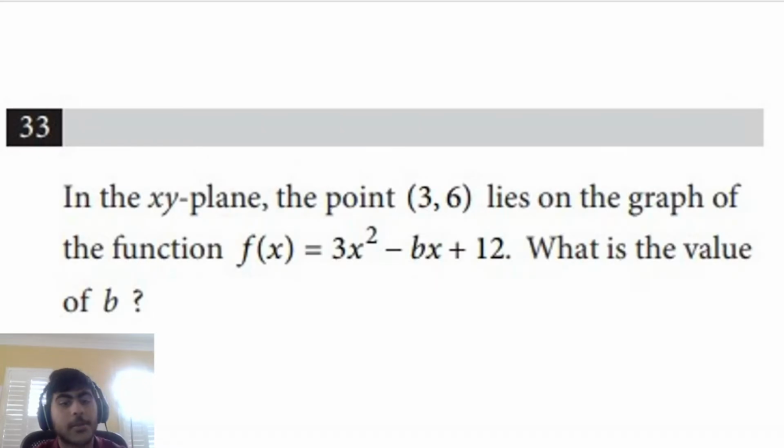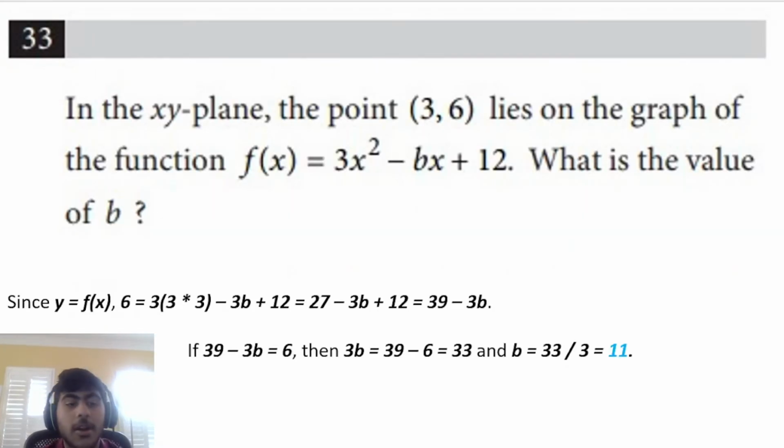Let's keep going. In the xy plane, the point (3, 6) lies on the graph of the function f of x equals 3x squared minus bx plus 12. What is the value of b? As always, these gridded response questions are pretty simple. You just need to know to do the right steps in order.